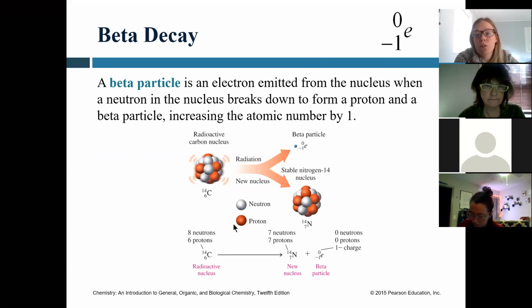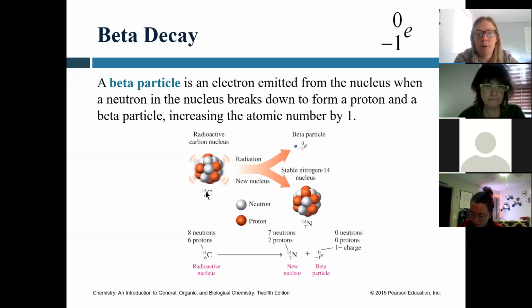So here I've got carbon 14, which I told you all was unstable. It's one of the smaller nuclei that are actually unstable. What is going to happen is that this is going to convert into nitrogen 14, and then we have a beta particle. So in this situation, an electron is emitted from the nucleus and a neutron will actually convert into a proton.